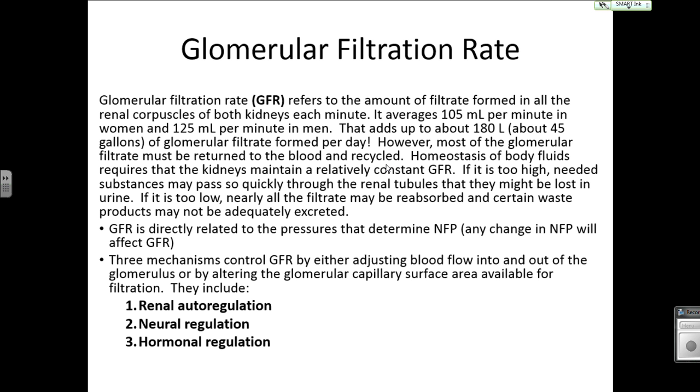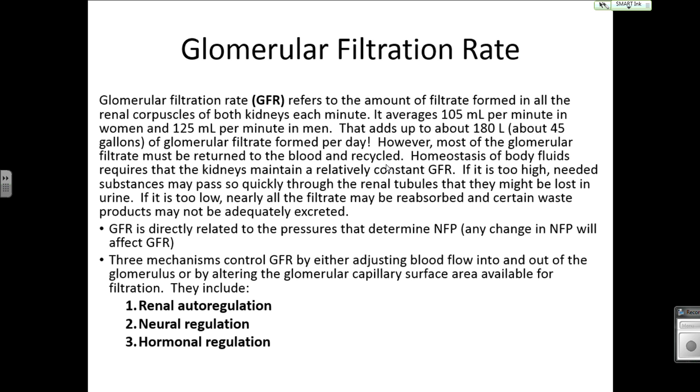That's in females and 125 in men. If you calculate that up for an entire day, that's 180 liters or 45 gallons of filtrate a day. Do we pee out anywhere close to that? Good. Okay. That would mean we basically never stop peeing. So, we would never be able to stop drinking.